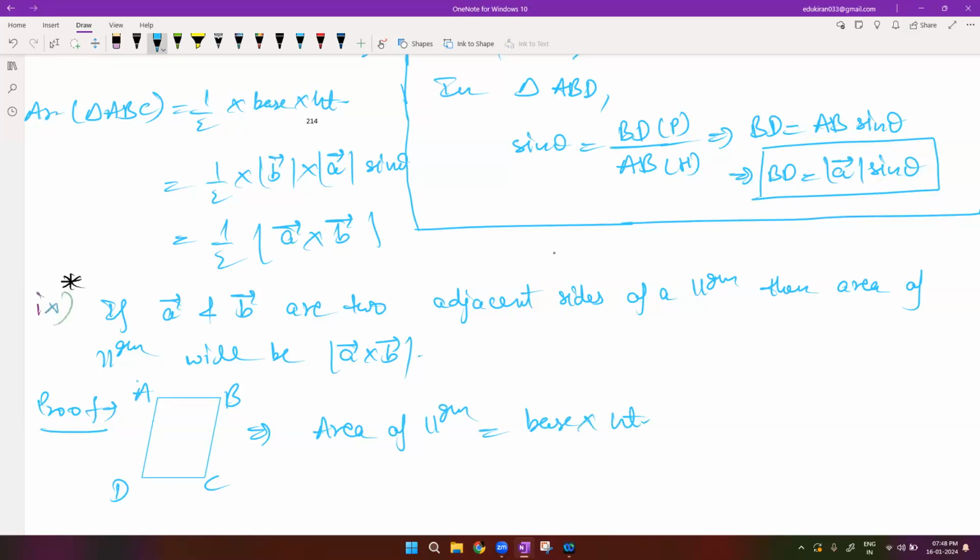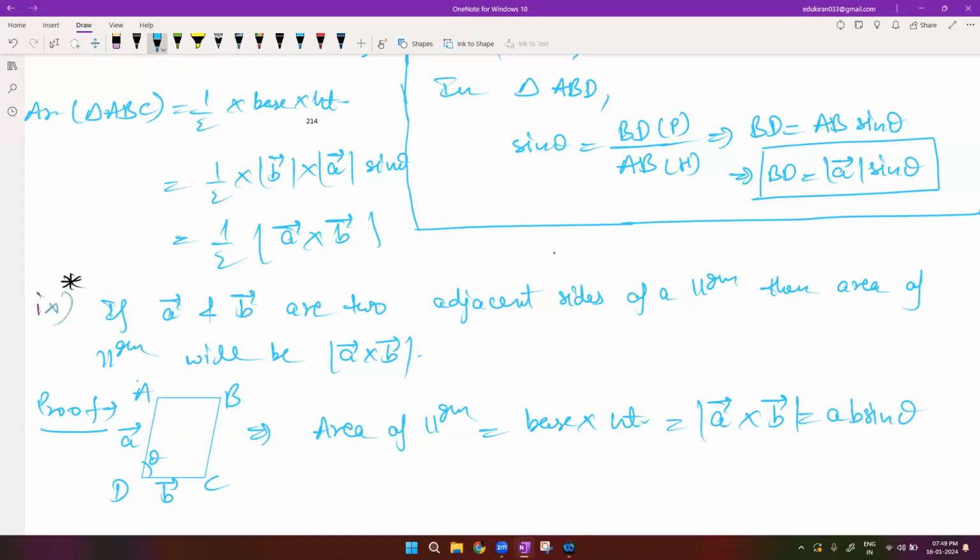If the area of a triangle is half base into height, then the area of a parallelogram is base into height. Now, they are saying that this is A, this is B, this is angle theta. So the area of this parallelogram would be A cross B. How? A cross B magnitude would be AB sine theta.